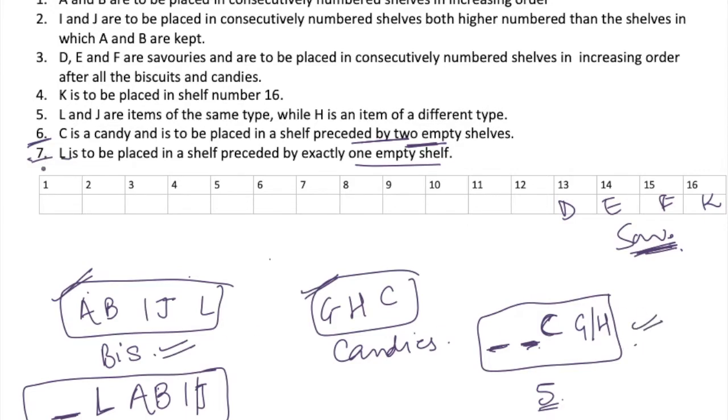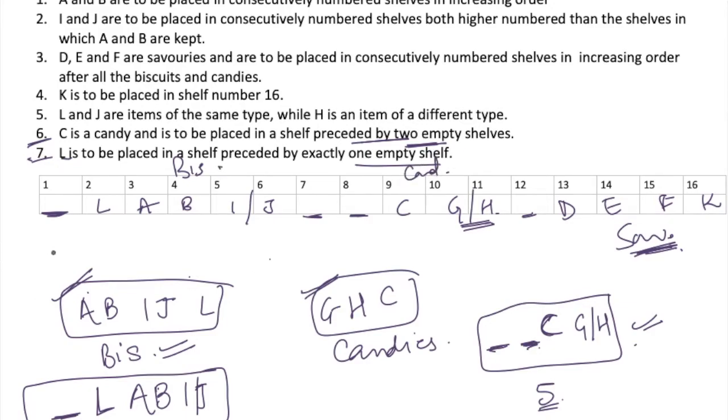This means we will have 2 cases. The first one will be if we keep 1 blank, then we put L, A, B and I and J in any order. And if we put 7 and 8 as blank, then we put C, G and H in any order at 10 and 11. 12 here will be a blank. Here we are putting biscuits first and candies afterwards.